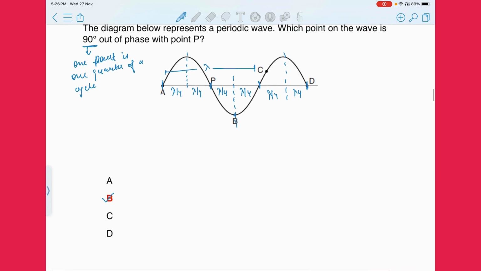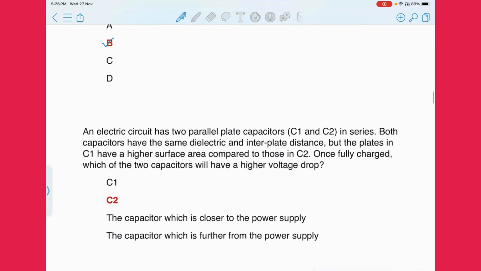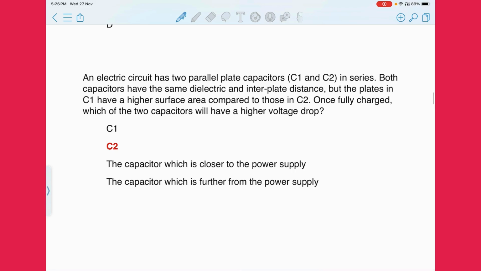As the distance between P and B is exactly 1/4 of a wavelength, this means they are at a 90-degree phase difference. Let's move to the next question.